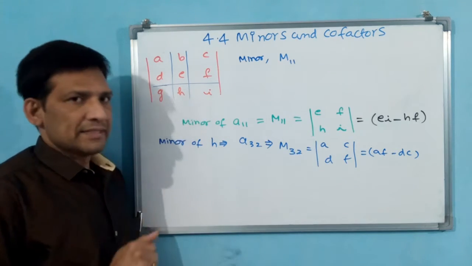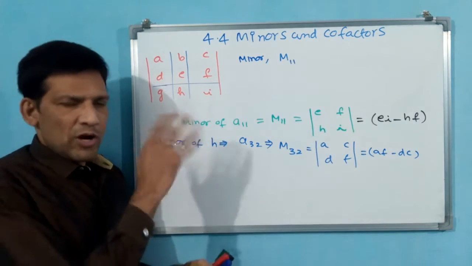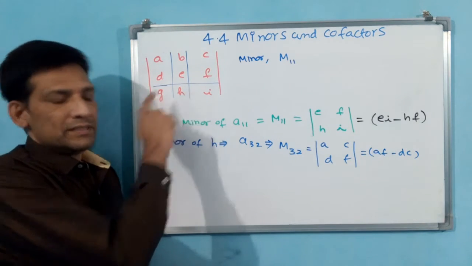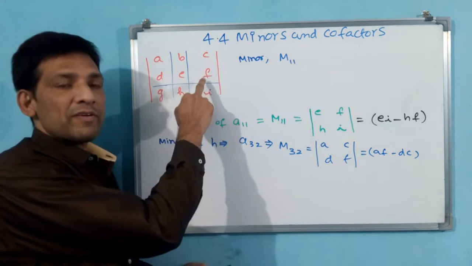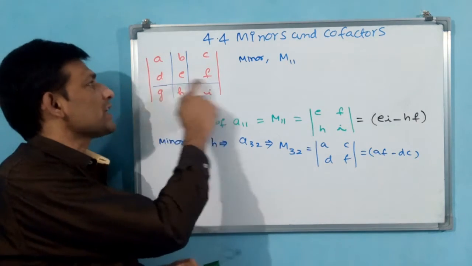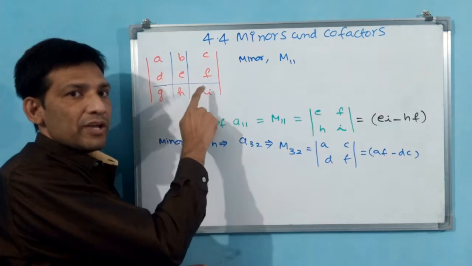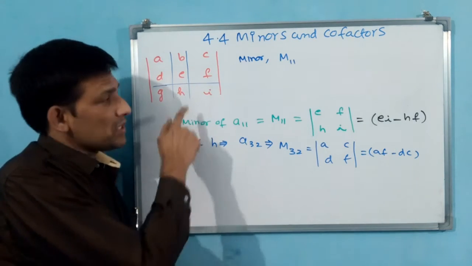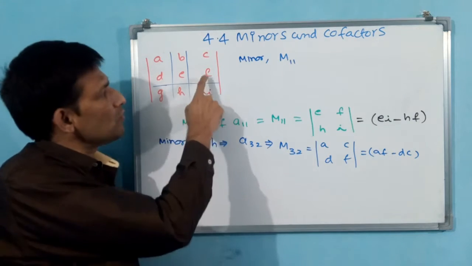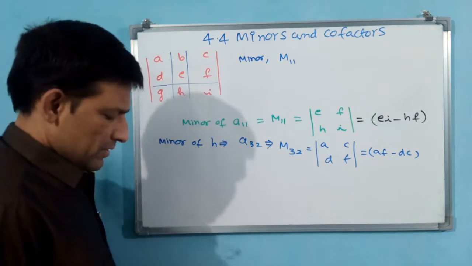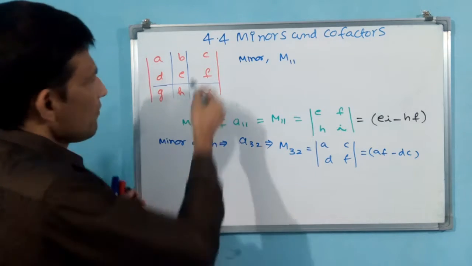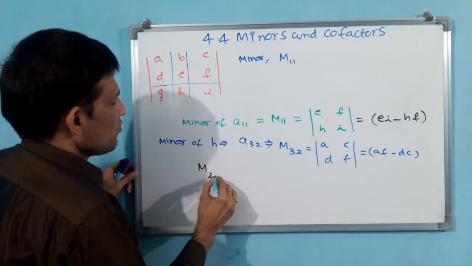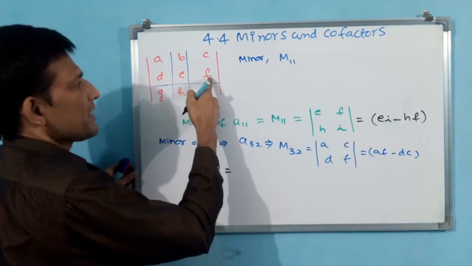If they ask, write down all minors, then we have to write like this. If they ask, write the minor of F, what do you have to write? The minor of F means the second row, third column element, A23. That means you have to write M23 for F. You see how I am writing: M23 is equal to, for F.